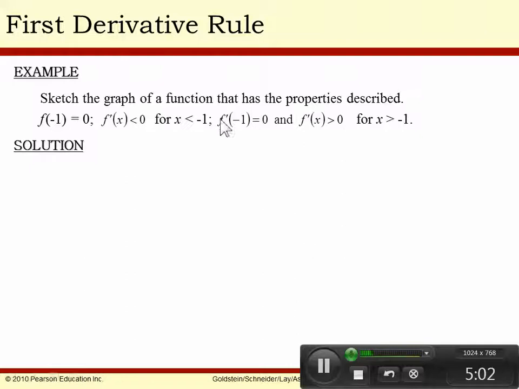So f prime of negative 1 equals 0. That means the function is neither increasing nor decreasing at negative 1. F prime of x is greater than 0 for x greater than negative 1. So if we're greater than negative 1, is the function increasing, decreasing, or neither?